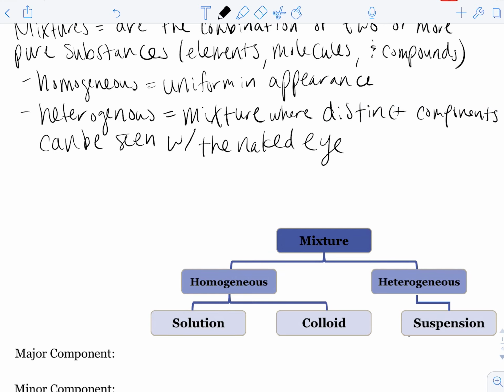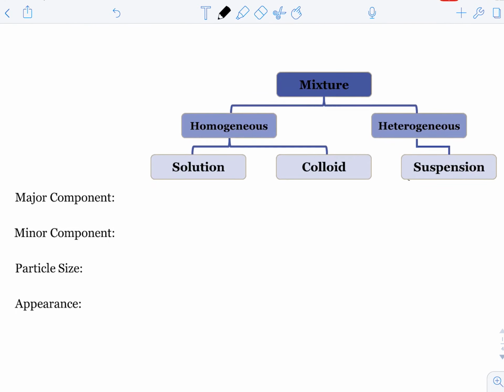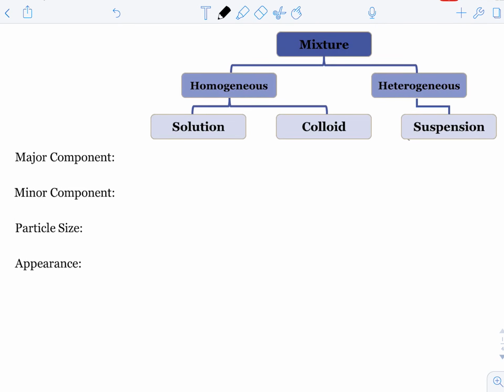There we go. Okay, so let's go through this little flow chart and see the different types of mixtures. With mixtures, as I said, they can be homogeneous, which includes solutions and colloids, or they can be heterogeneous, which we call a suspension. Within each, we have different components. We have different particle sizes and we have different appearances. So we're going to go through all of this.